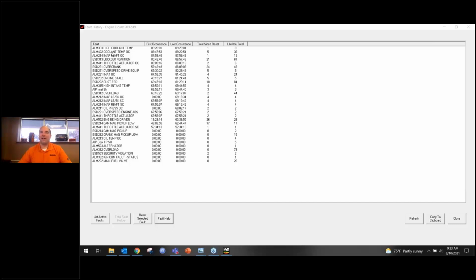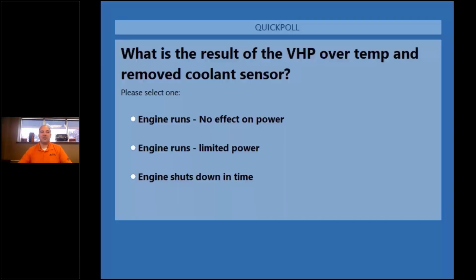All right, so now here's your engine quiz. What do you think is going to happen? We've just eliminated the shutdown or the protection from high coolant temperature on the auxiliary circuit. What do you think is going to happen? Go ahead and jump in on the poll here.